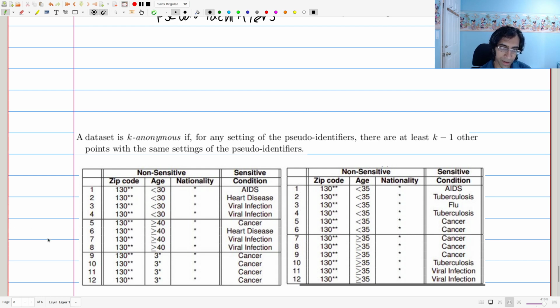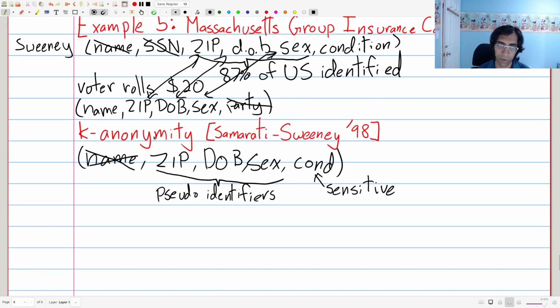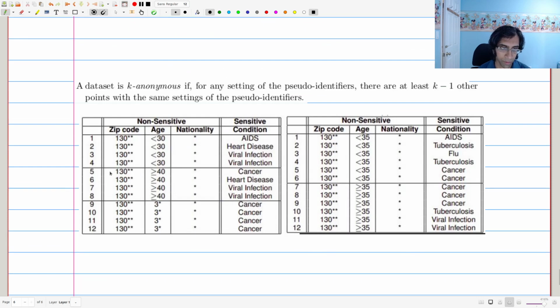So this seems like it at least prevents attacks of the previous form, in the sense that you wouldn't be able to tell who Bill Weld was in this data set if he was one of these individuals, because there are at least 3 other people who could be him here, or 5 other people who could be him here. But this is still vulnerable to several attacks that we saw before.